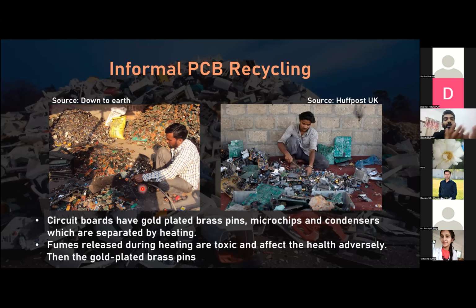People's waste will become your gold. People's waste can become your gold if people realize, set up e-waste plants, but stop this informal recycling, or at least give them proper training. This is not the way they are exposed.